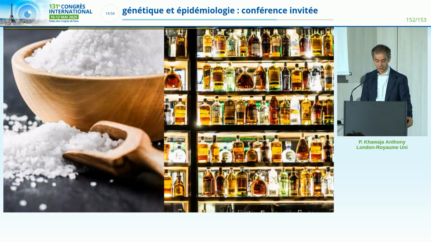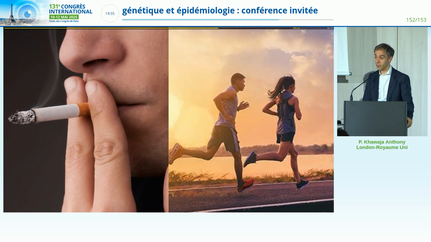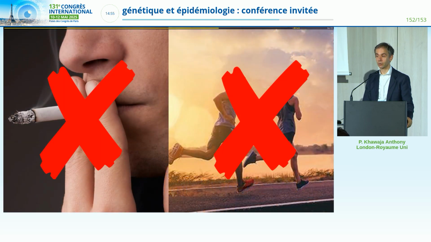So that's the hypothesis. And we've since shown similar things for salt intake and alcohol intake with gene-environment interactions. So the higher your genetic risk, the more likely perhaps that alcohol intake and salt intake will increase your risk of developing glaucoma. But we didn't find anything for smoking or physical activity. And this is a growing area.